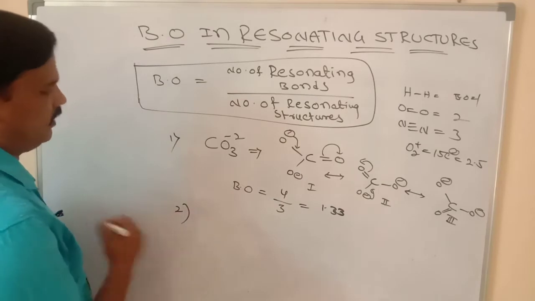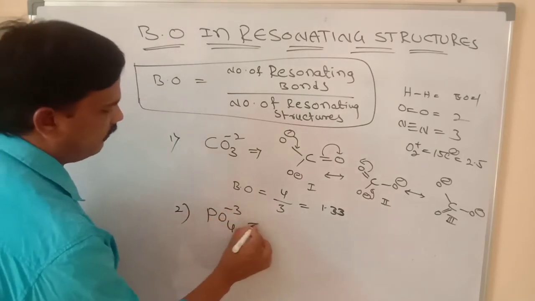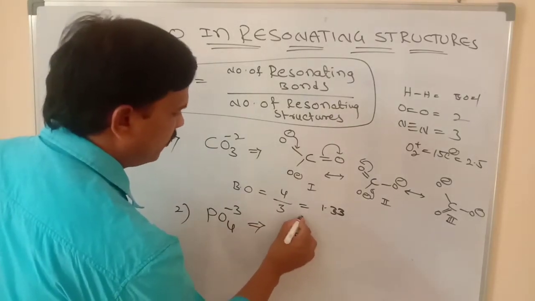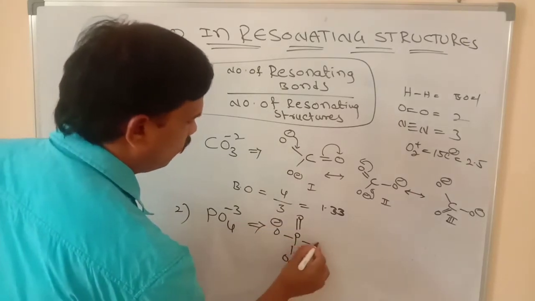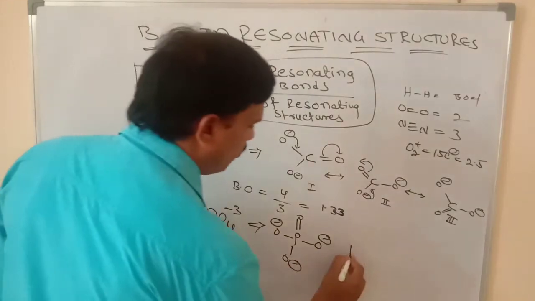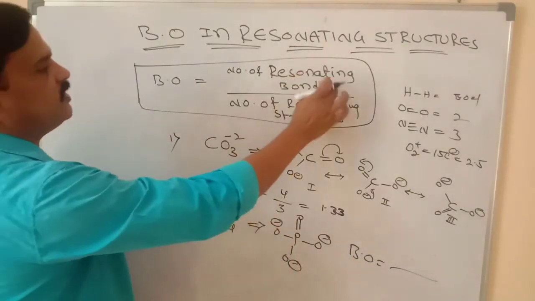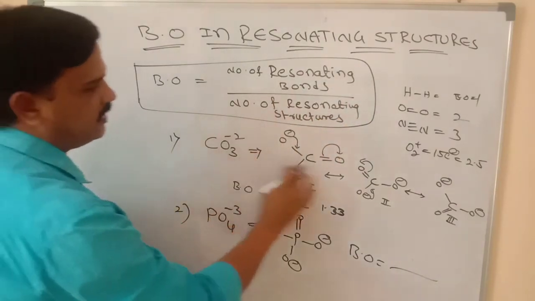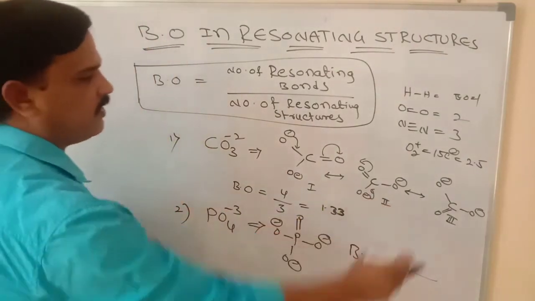But no need to use this write-up of resonating structures. Just follow the trick only. For example, PO4 3-. We have to know how to write the structure. PO4 3- means P double bond O, O minus here, O minus here. This is PO4, 3 negative charges are there, and 4 oxygens are there. But how to calculate the bond order? Bond order is equal to the number of resonating bonds divided by the number of resonating structures. But no need to write these resonating structures in a competitive exam, which wastes our time.